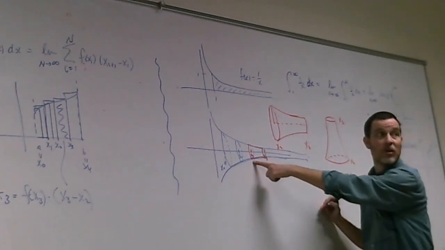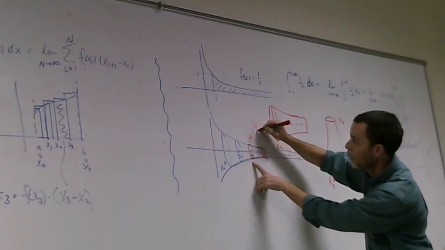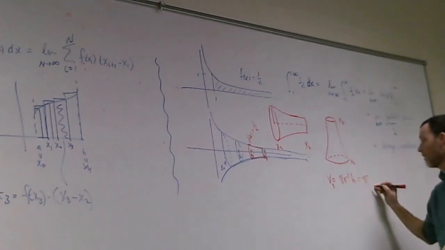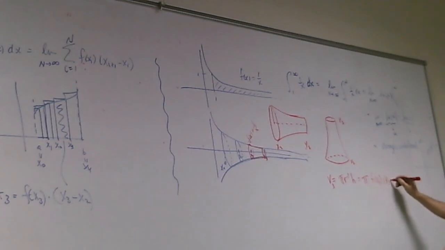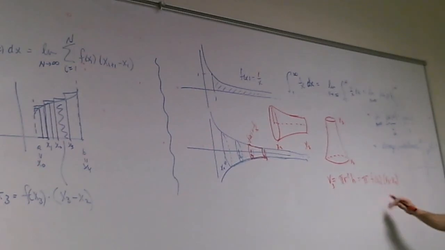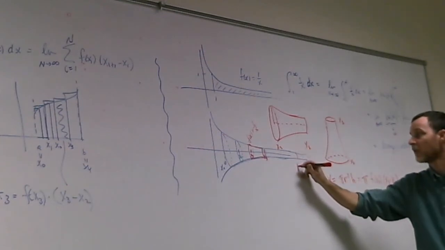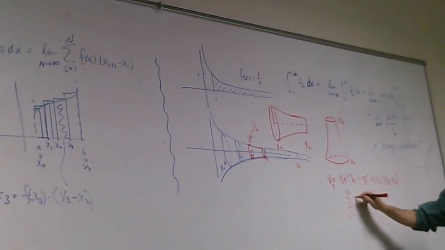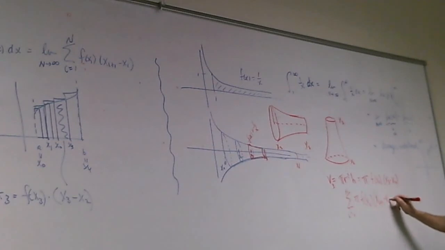Well, it's f of x2, isn't it? Because this is the height, this is a function, f of x is 1/x. So if I put x2 in there, it's f of x2 times the height, which is x3 minus x2. That's just one of them. What are all of them? The sum from i equals 1 to n, if I wanted to add n of them out here, would be pi f of x sub i times x sub i plus 1 minus x sub i.